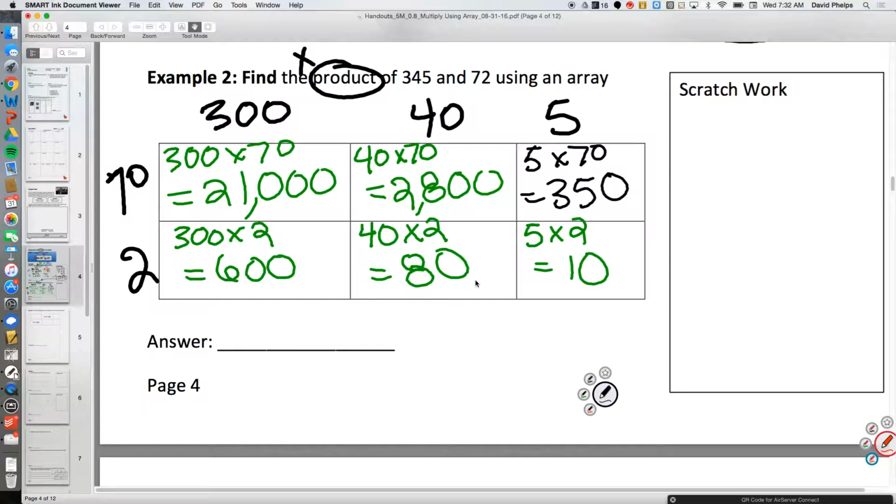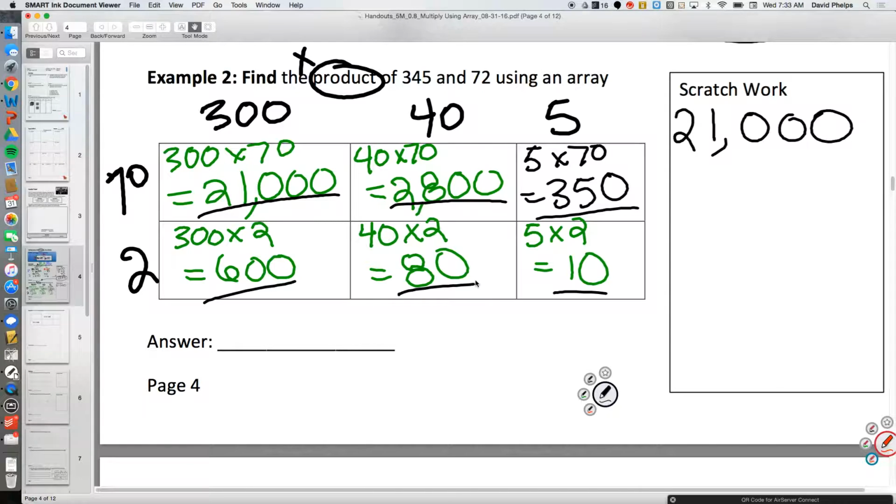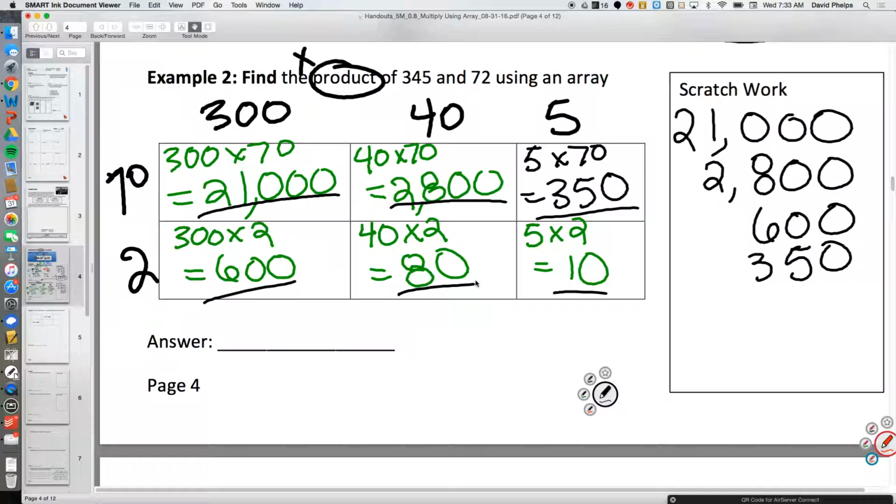Okay, so I found all of my partial products. That's these numbers here. Those are all of my partial products. And now I need to add them up so I get the final product of our two numbers. Watch how organized I write these numbers. 21,000. And the next largest is 2,800. Be really careful with these zeros. And then the next largest is 600. And then I have 350, 80, and 10. Put a plus sign, put a line.